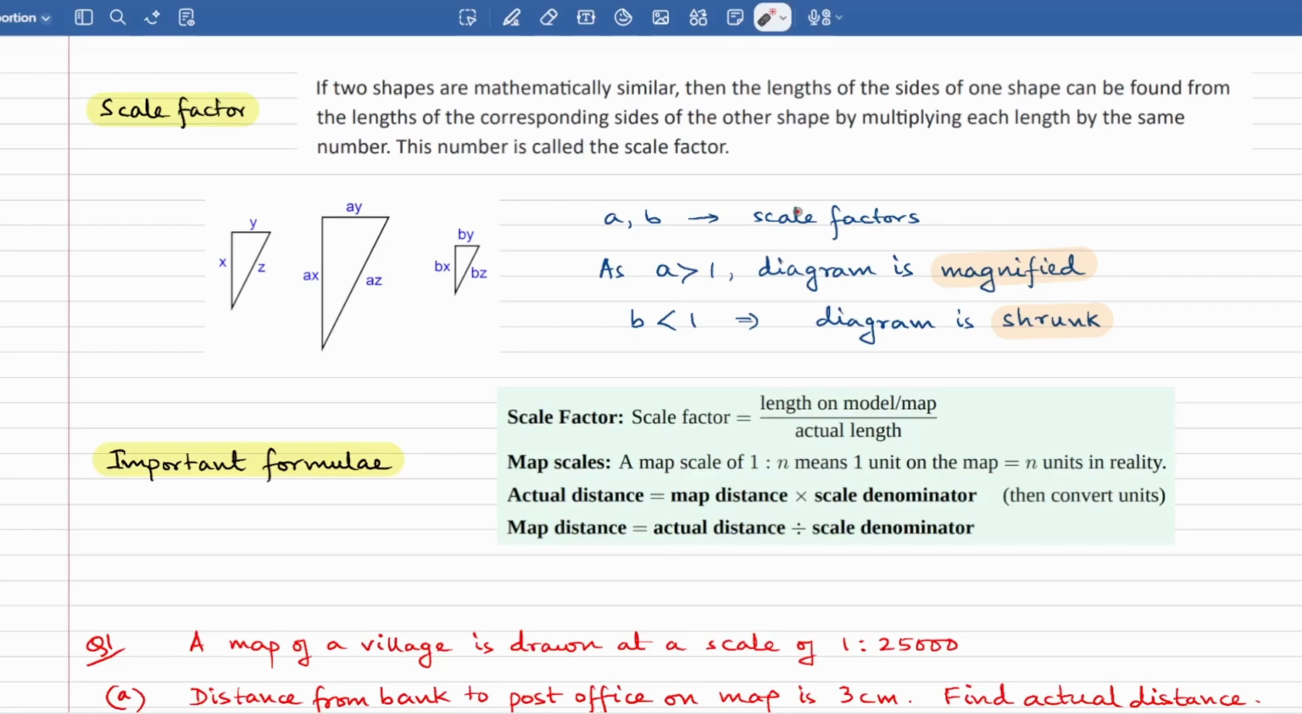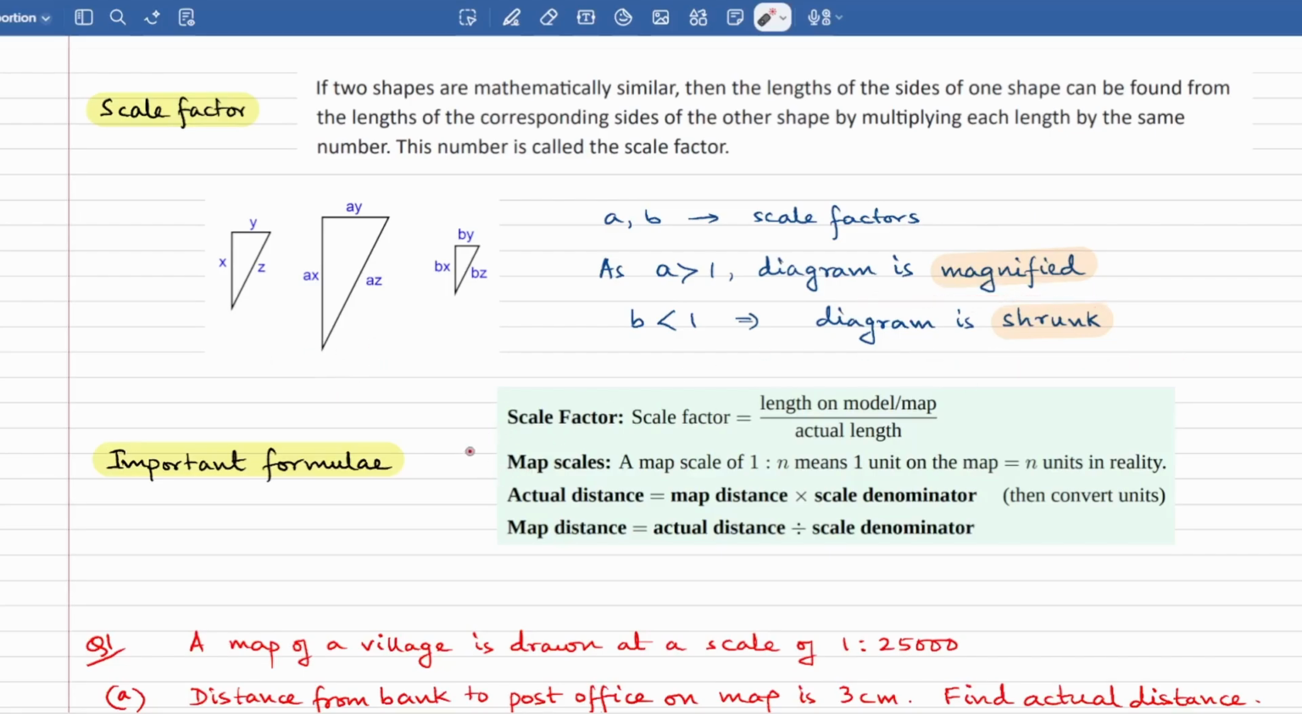Now, if this scale factor is more than 1, your new figure will be magnified, zoomed in, and if it is less than 1, then your new figure will be shrunk, which is basically zoomed out. Nowhere does it say that the scale factor should be an integer. Okay, so the scale factor could be any real number. Root 2 is also fine. All right, so as long as you are using a scale factor more than 1, your diagram will be magnified. If it is less than 1, it is going to shrink.